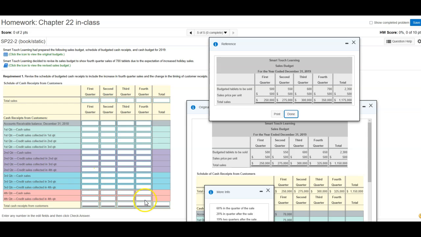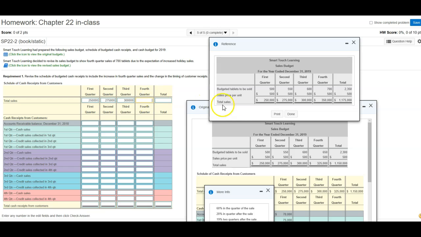This problem was a little tough, so I want to just walk through and show you where the numbers come from and how we got them. First, we have our original sales budget, and then we have a revised sales budget. To do total sales across the first line, what we're going to do is use our revised sales budget, and I'm simply going to type in the dollar sales at the bottom.